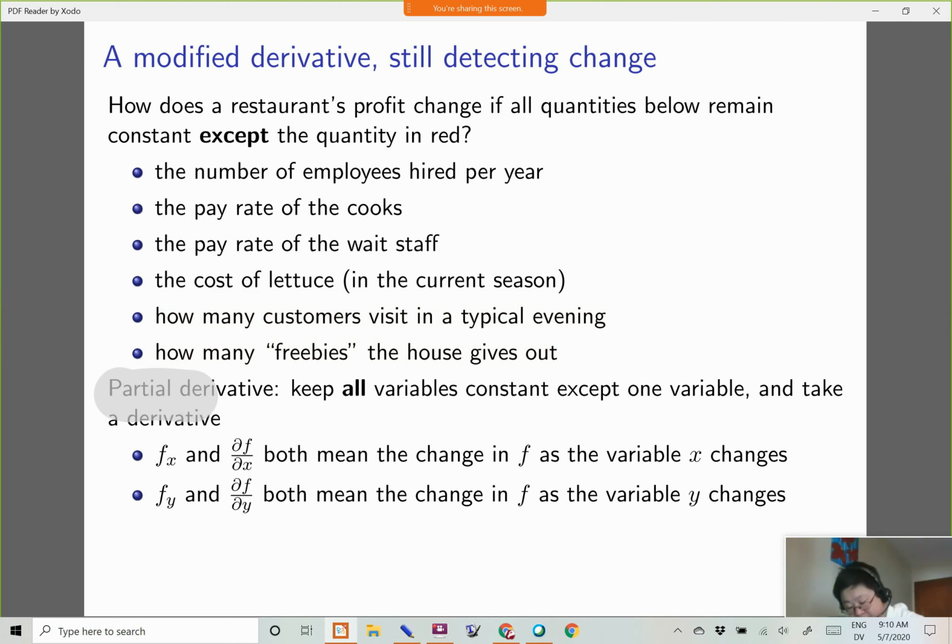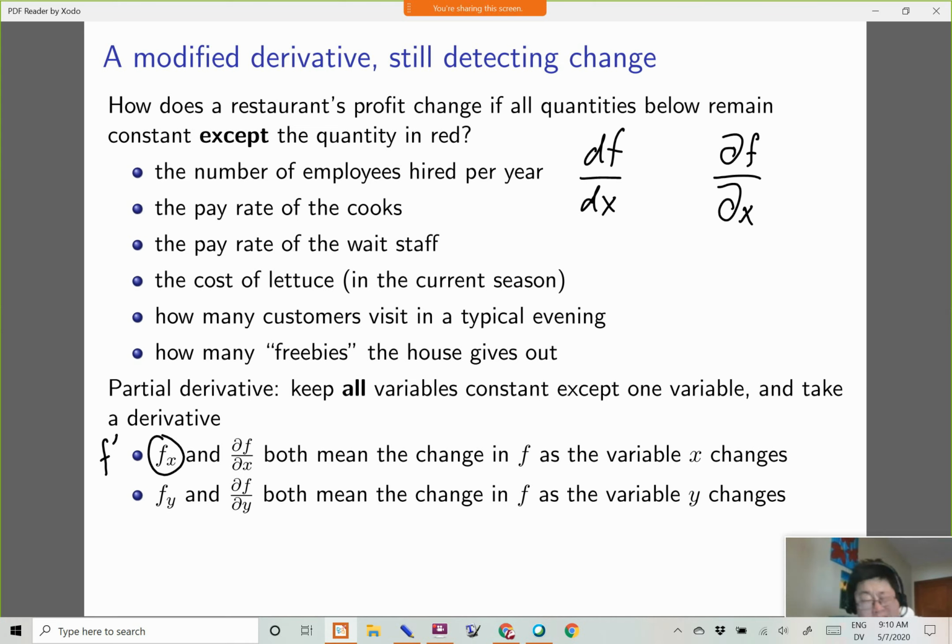Some notation for this. This thing's called a partial derivative. We're going to keep all variables constant except one variable. So f sub x, this is the notation that's meant to be a lot like f prime. This other notation, a curly shaped d and then f and then a curly d and then an x, is partial derivative notation. This is meant to look like the df over dx notation that we've seen on occasion here and there. Both of these are notations for what happens to the output: how does your output change as the variable x changes but all the other variables remain constant?